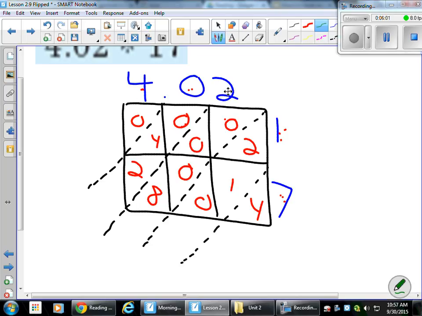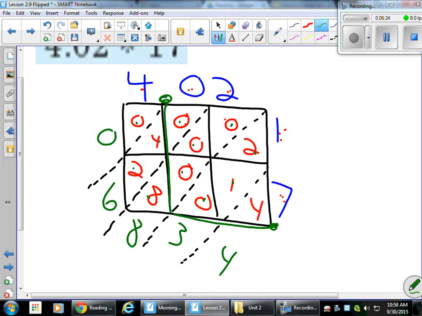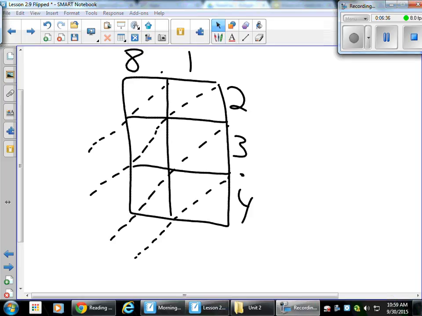Now let's look at the columns. I have a 4 here. 2, 1, 0 is 3. 0 plus 0 plus 0 plus 8 is 8. 0 plus 4 plus 2 is 6. 0 right here. My decimal's right here. My decimal is down here. So my decimal is going to come straight down here until it meets with this decimal, and it's going to come down. So my decimal will go right there. My answer is 68 and 34 hundredths.